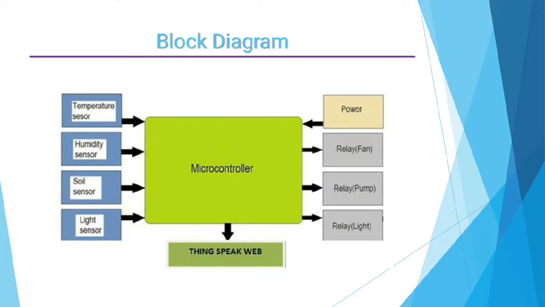Here is the block diagram. The block diagram shows the overview of our model. The microcontroller is receiving data from the sensors and processes it. It gives the required output to the relays and sends the parameter values to the ThingSpeak web, where the data are stored and live data are displayed.